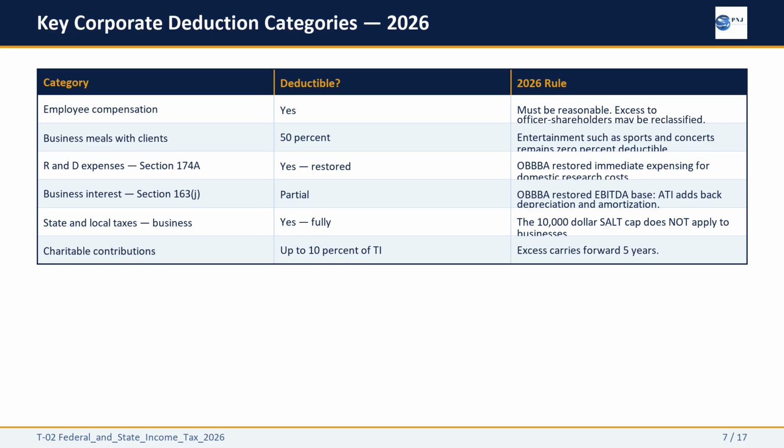Research and development costs are now immediately deductible again under Section 174A. We cover that in the next section. Business interest is subject to a 30% of ATI limitation, but the more generous EBITDA base is restored. Business-level state and local taxes are fully deductible. The $10,000 individual SALT cap does not apply. Charitable contributions are deductible up to 10% of taxable income, with a 5-year carryforward.